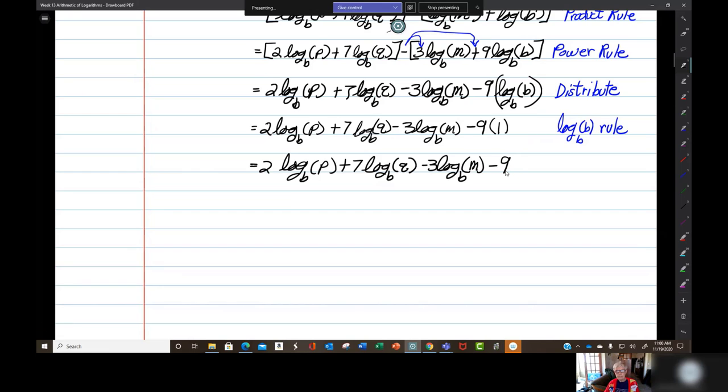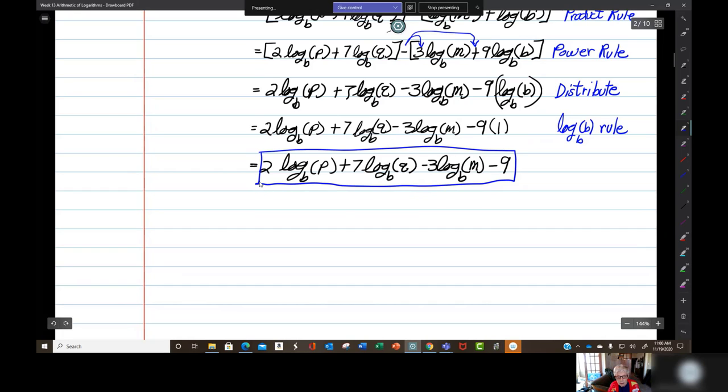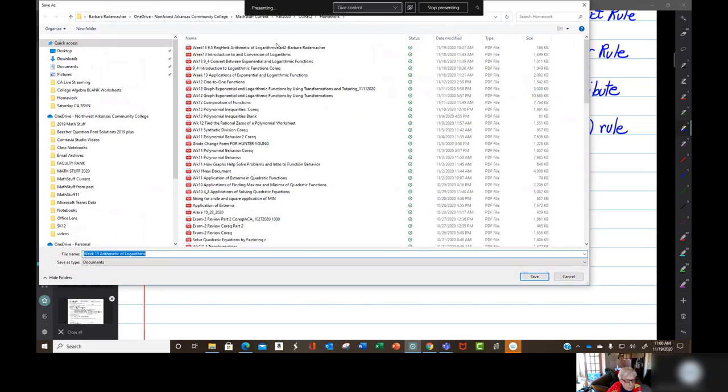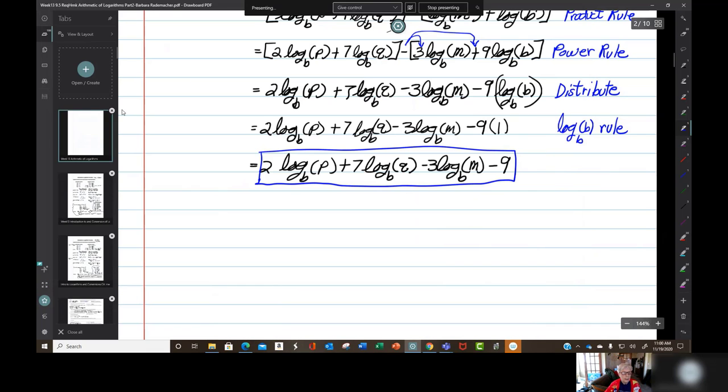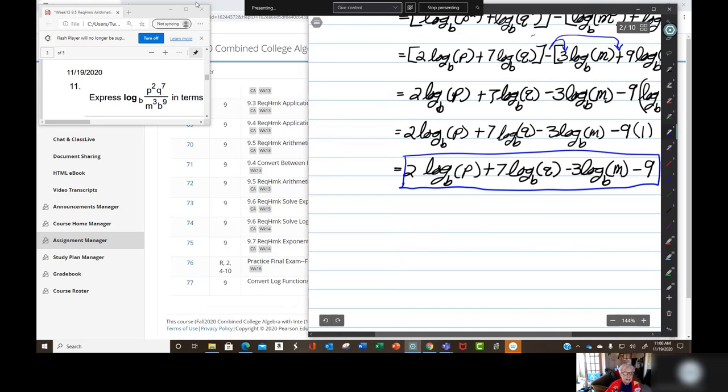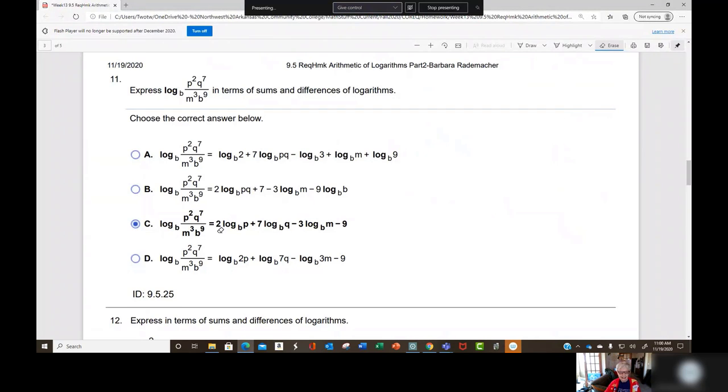There. Now, in my opinion, that's my answer. Of course, we will have to check. Okay. Oh, that's what we're doing right there. Yes. Now let us expand this. Yes! 2 log base b of p plus 7 log base b of q minus 3 log base b of m minus 9.